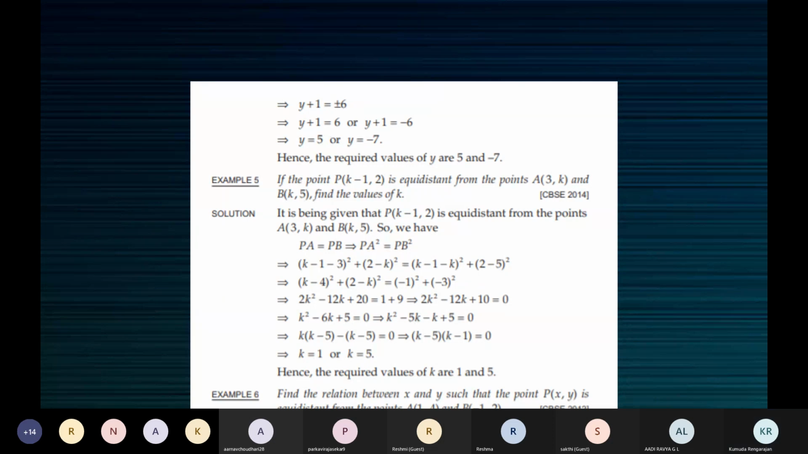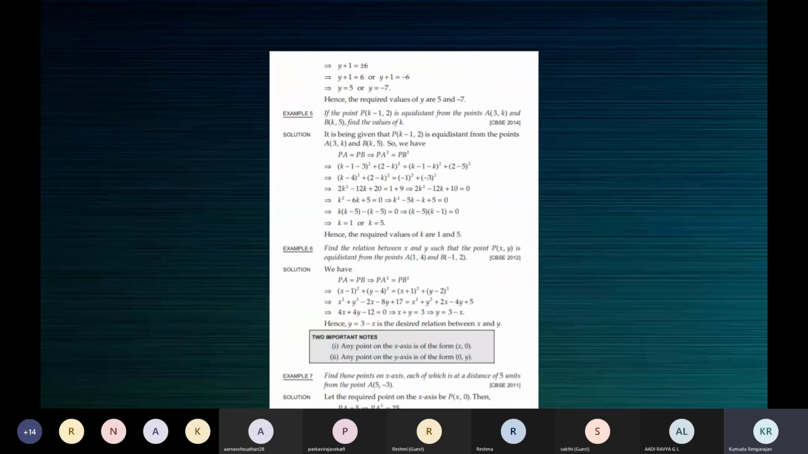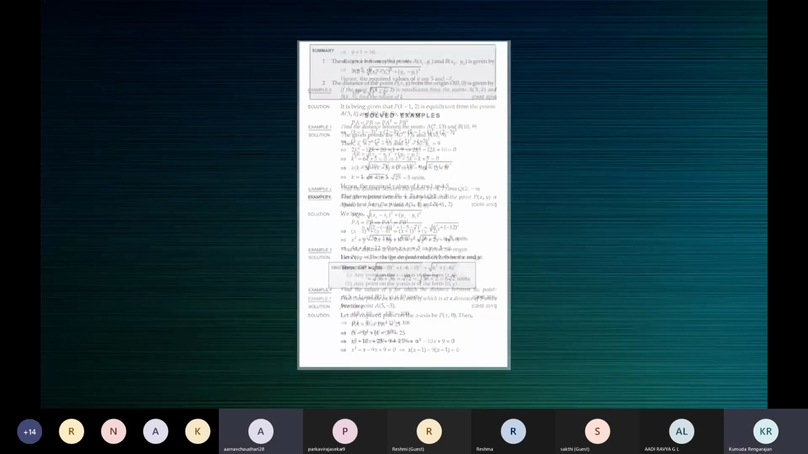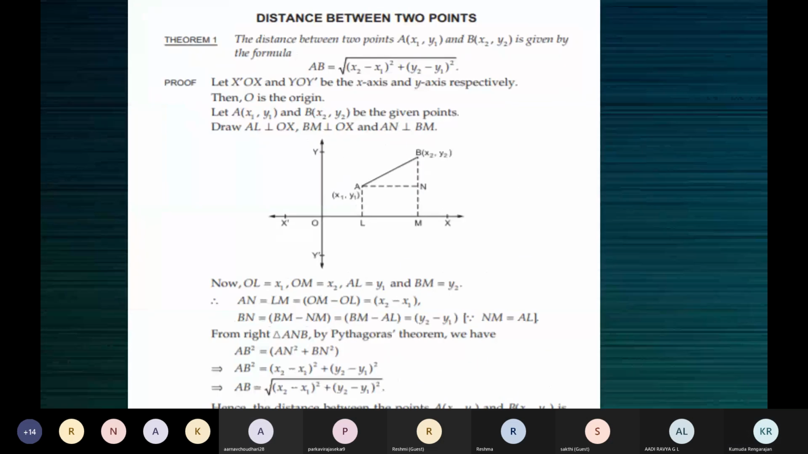AB square. Is my voice reaching you clearly, Arna? Yes, ma'am. Okay, can you just recall what I mentioned here? AB square is equal to x2 minus x1 the whole square plus y2 minus y1 the whole square, and then the square, when it comes on the opposite side, becomes the root. So we understand that AB square is like this, right? Okay, remember this, just keep this in your mind.